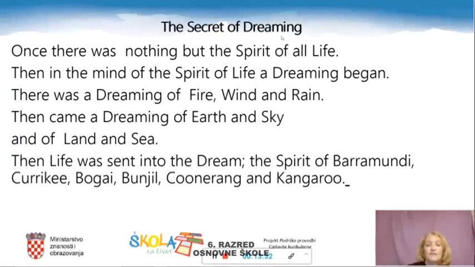The secret of dreaming. Once there was nothing but the spirit of all life. Then in the mind of the spirit of life a dreaming began. There was a dreaming of fire, wind and rain. Then came a dreaming of earth and sky, and of land and sea. Then life was sent into the dream, the spirit of barramundi, curicue, bogai, banjul, kunarang, and kangaroo. So stop the video and copy.